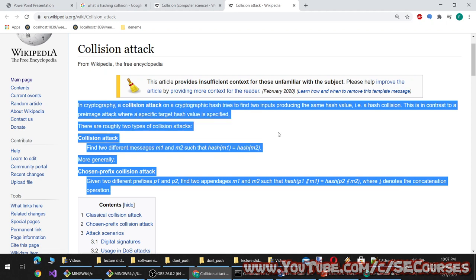In cryptography, a collision attack on a cryptographic hash tries to find two inputs producing the same hash value, i.e. a hash collision. This is in contrast to a pre-image attack where a specific target hash value is specified. There are roughly two types of collision attacks. Collision attack: find two different messages M1 and M2 such that hash(M1) equals hash(M2). More generally, chosen-prefix collision attack: given two different prefixes P1 and P2, find two appendages M1 and M2 such that hash(P1 || M1) equals hash(P2 || M2), where || denotes the concatenation operation.